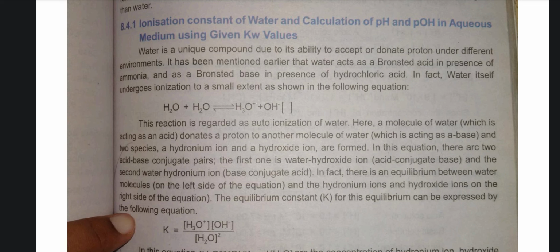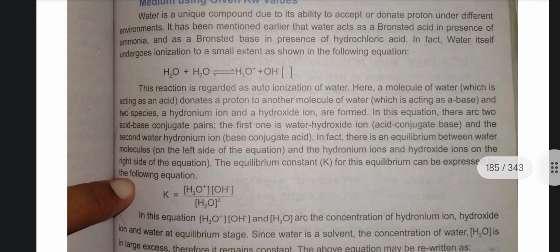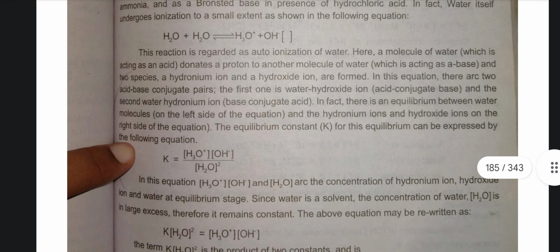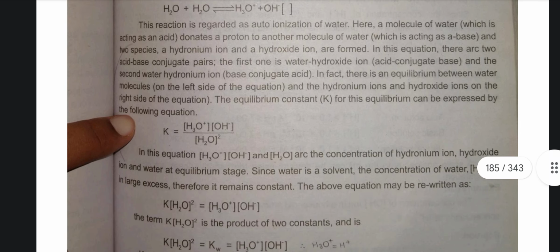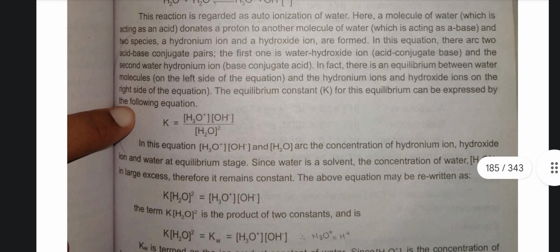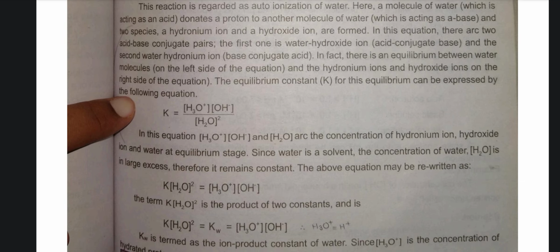In fact, water itself undergoes ionization to a small extent as shown in the following equation: H2O plus H2O gives us hydronium ion plus hydroxide ion, and the reaction is regarded as auto-ionization of water. Here a molecule of water which is acting as an acid donates a proton to another molecule of water acting as a base, and two species, hydronium ion and hydroxide ion, are formed.